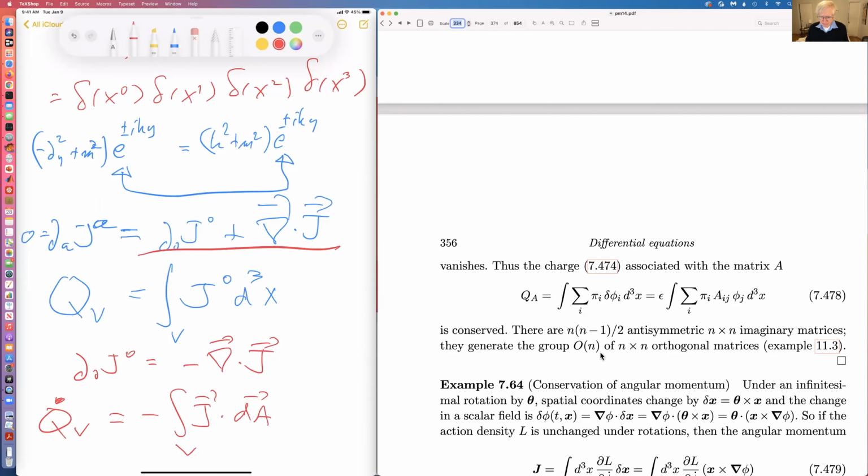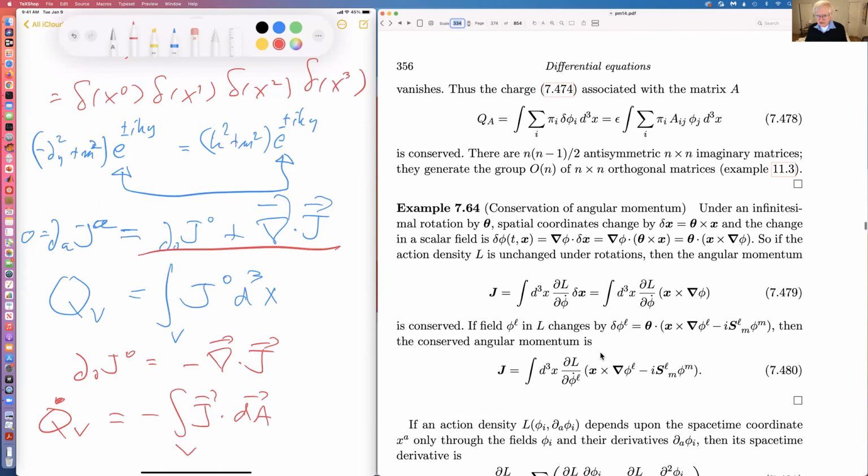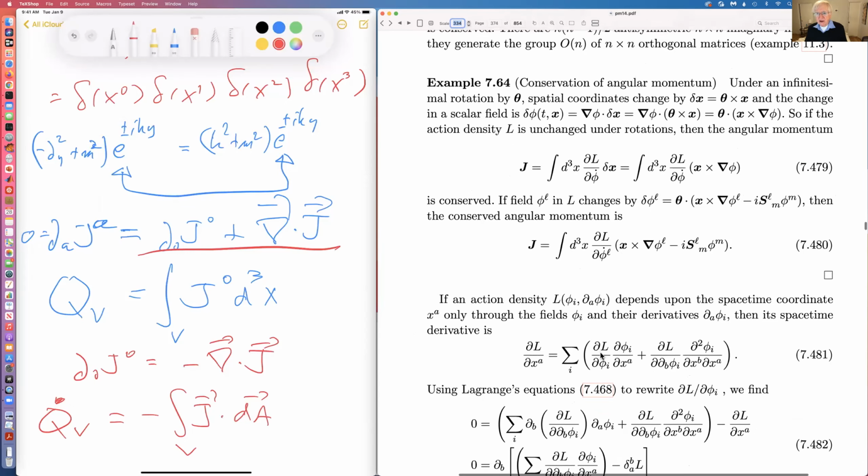A simpler example, in fact, I probably should have done this one first, but anyway, is conservation of angular momentum. And here, what we imagine is an infinitesimal rotation about the axis theta. The magnitude of the rotation is the length of the vector theta. And so the change is theta crossed into x. This is your vector product. And so the change in the scalar field is the gradient times delta x, where delta x is theta cross x.